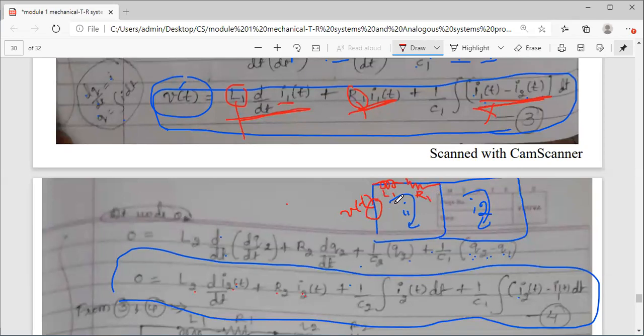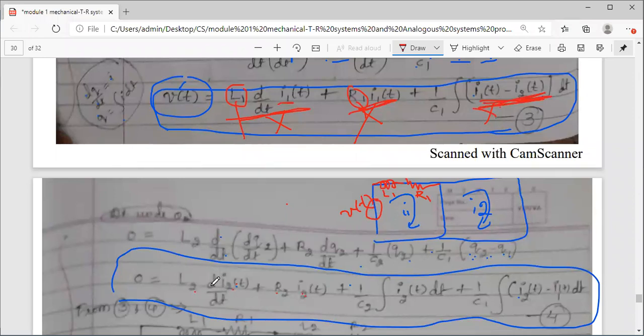Okay? These two terms are purely the elements of the first loop. Similarly, in these two equations, I will search for such elements which are purely I2 related. In the first equation, these two are there. Okay, I don't want these. The third element is a shared element.